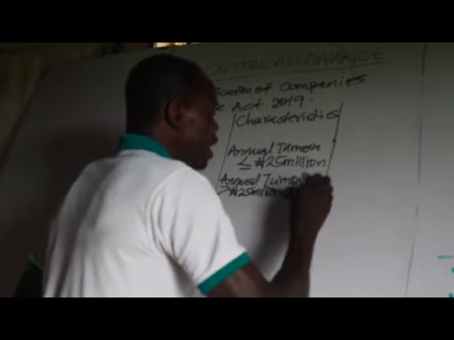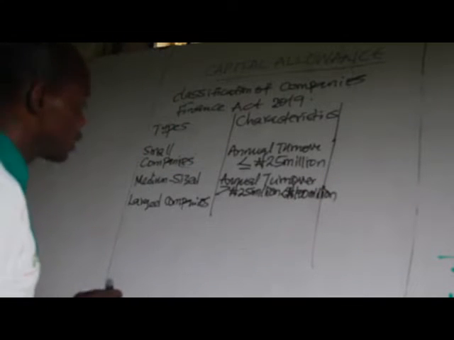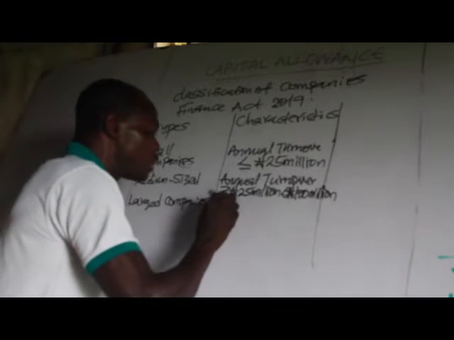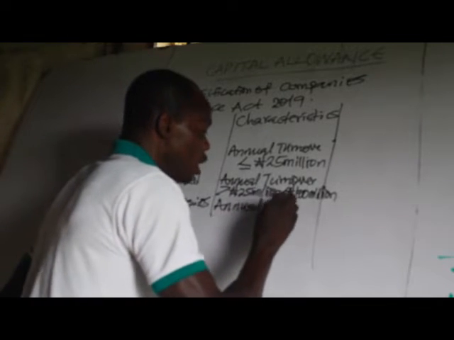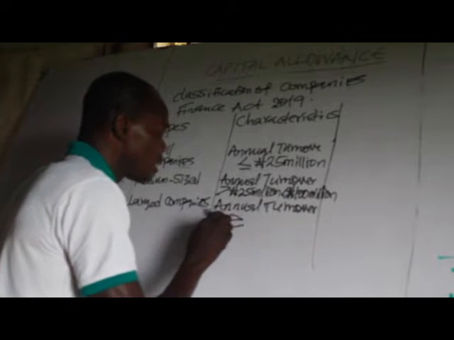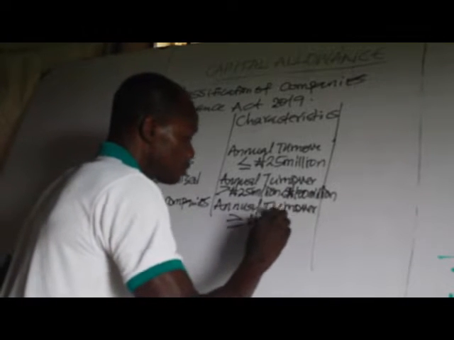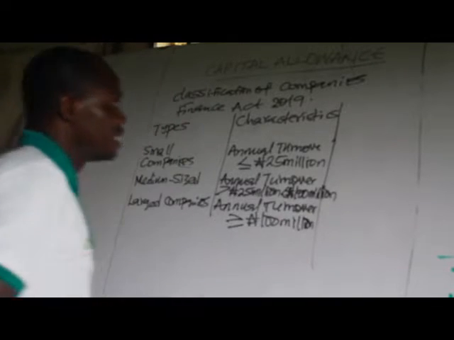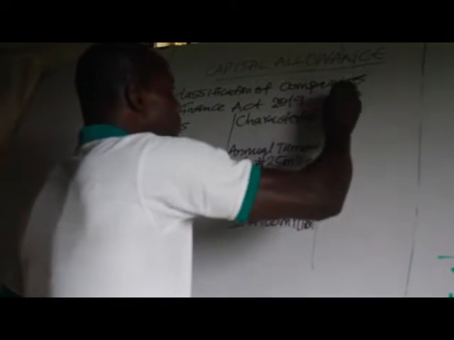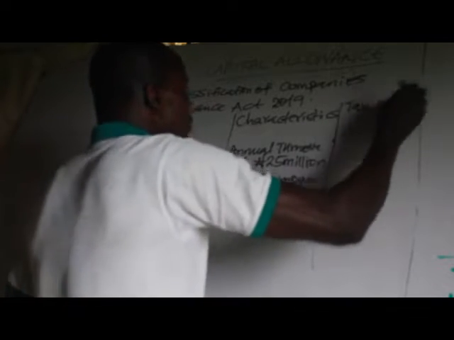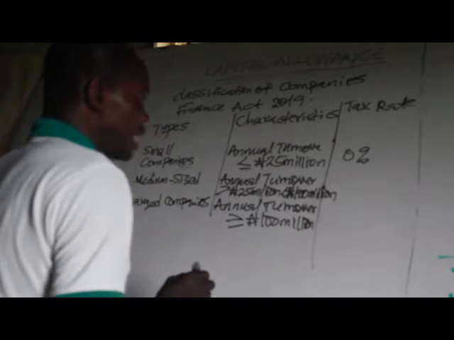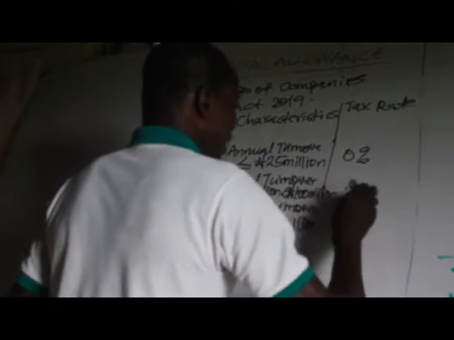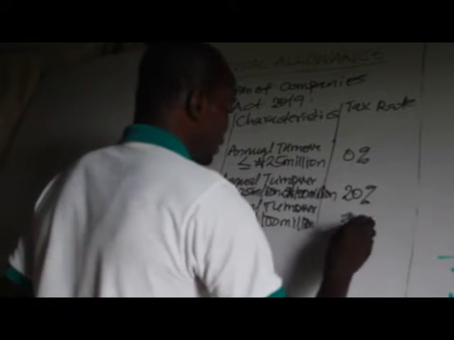So then we also have large company in accordance with the 2019 Finance Act. A large company is a company with an annual turnover of greater than or equal to 100 million naira. Then the following are their applicable tax rates. For a small company, the tax rate is 0%. For a medium-sized company, the tax rate is 20%. And for a large company, the tax rate is 30%.